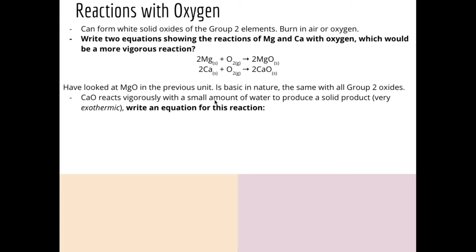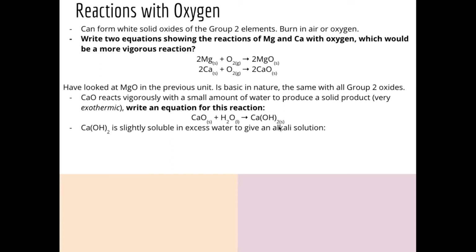Calcium oxide reacts vigorously with a small amount of water to produce a solid product. Write an equation for this reaction. If you want to pause, check it. Again, pretty straightforward. We know what we've got: calcium oxide plus water to produce a hydroxide. It would look like this. Form a solid product. So we have calcium oxide, solid, plus water goes to calcium hydroxide, which is also solid. All balanced there.